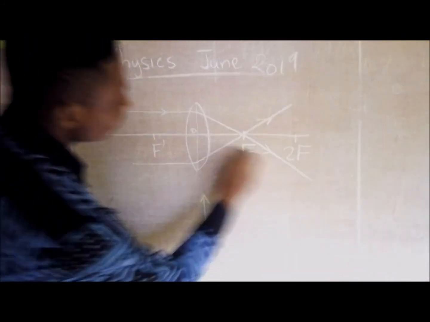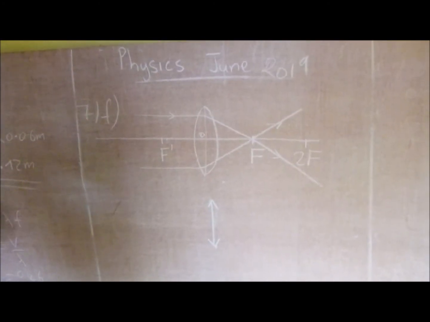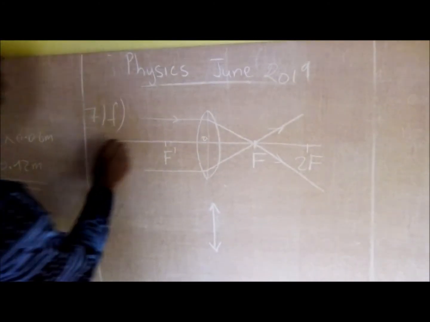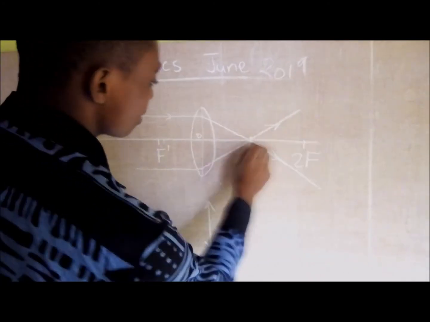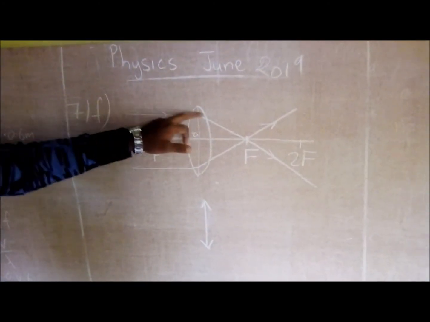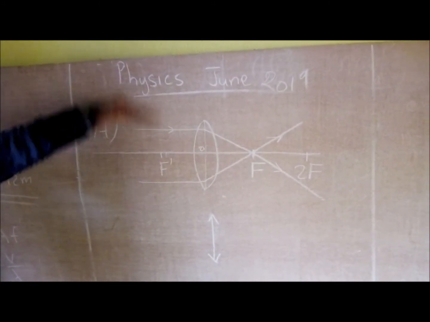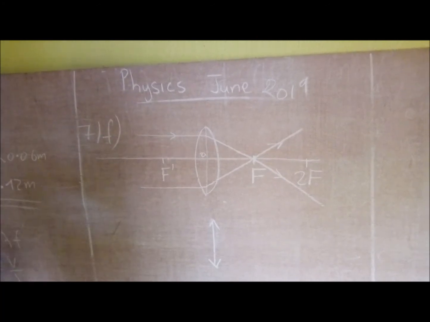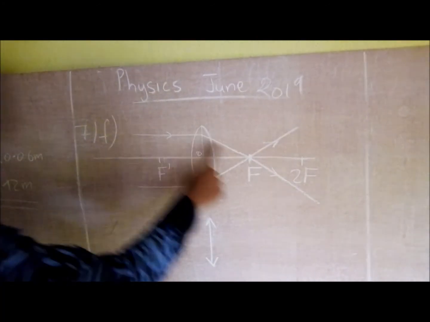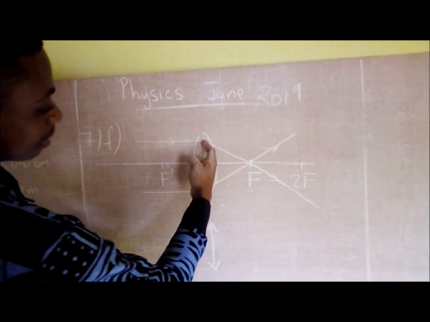Now how do you define the principal focus of a converging lens? It is just a point on the principal axis, this point, whereby rays of light incident and close to the principal axis will meet at a focus after refraction by the lens.